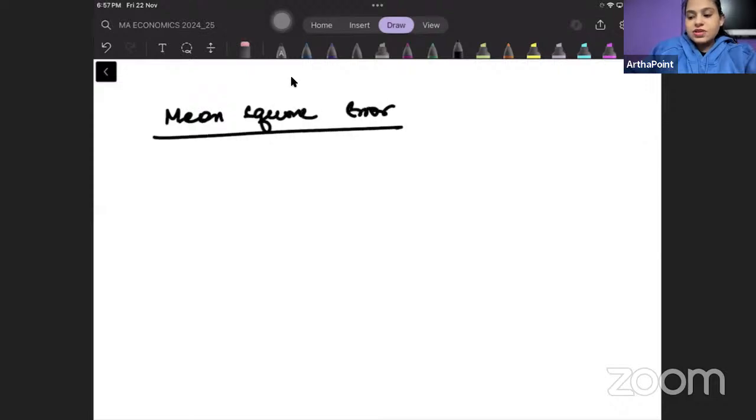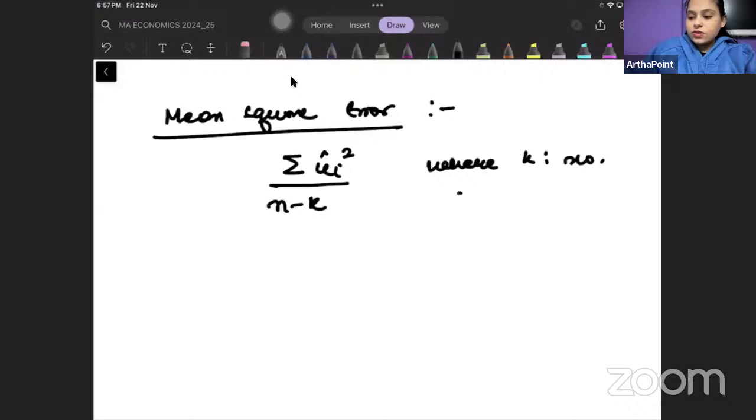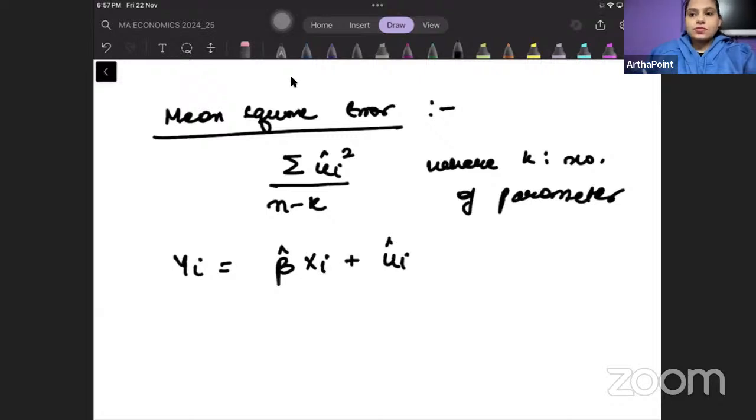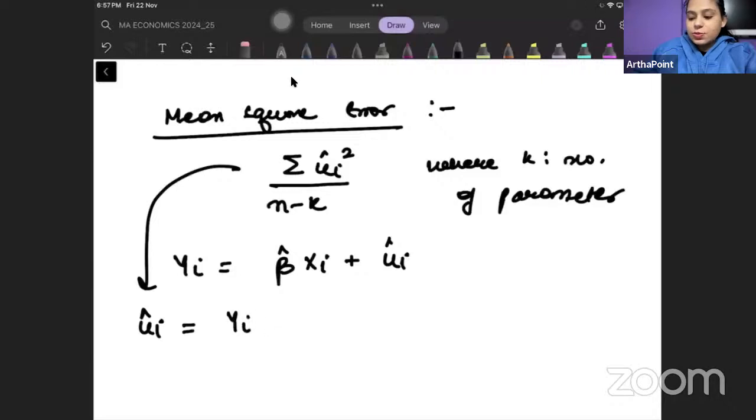what was the formula of mean square error? It was summation ui hat whole square divided by n minus k, where k is number of parameters. My model is yi equal to beta hat xi plus ui hat. So there are two ways to represent ui hat. ui hat can be the difference between actual and predicted values.